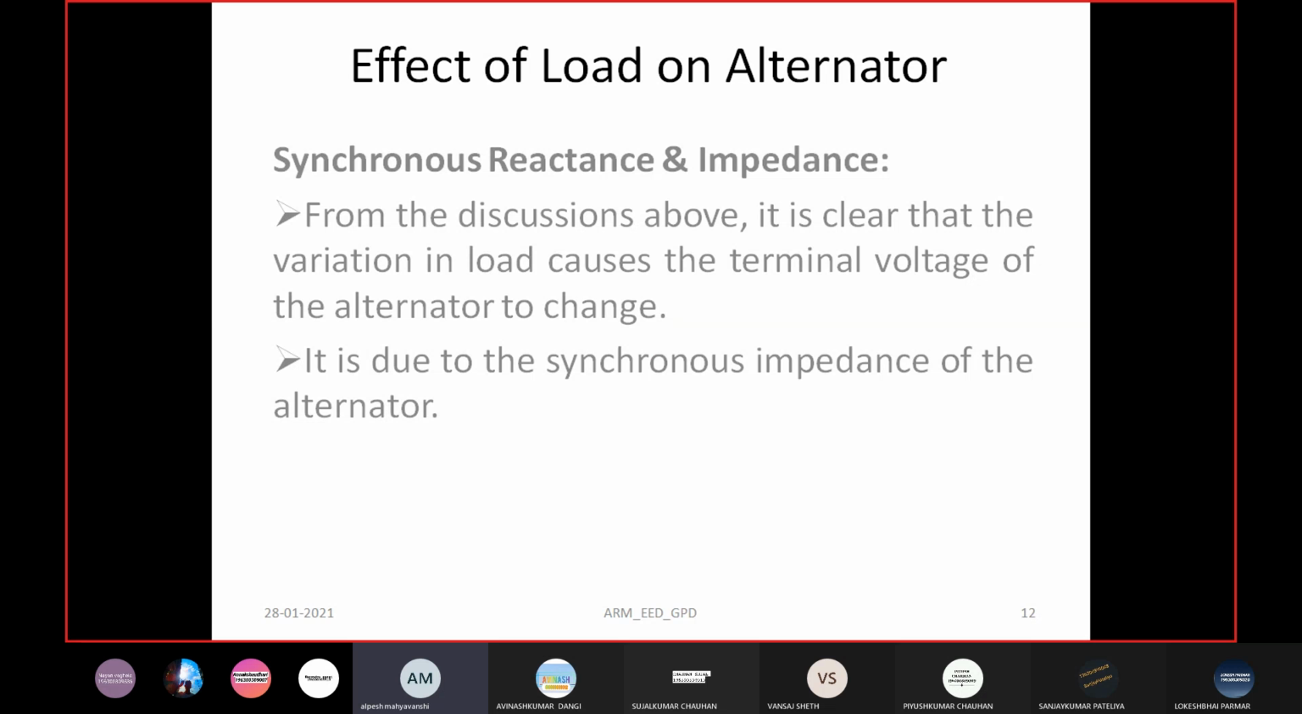From the above discussion, it is clear that the variation in load causes the terminal voltage of the alternator to change. Whether the terminal voltage will increase or decrease, it is due to the synchronous impedance of the alternator. Whatever change in terminal voltage occurs is due to the synchronous impedance, which is the combination of armature resistance and synchronous reactance. So the terminal voltage will increase or decrease depending on the synchronous impedance.